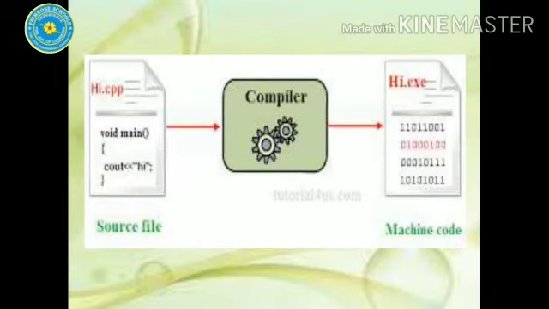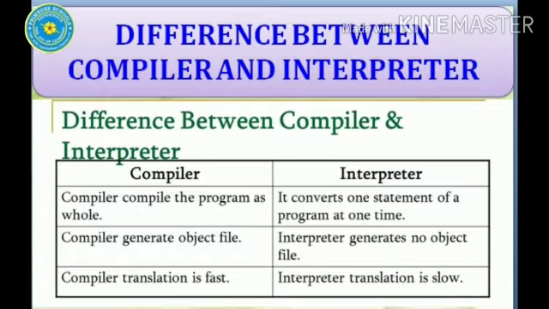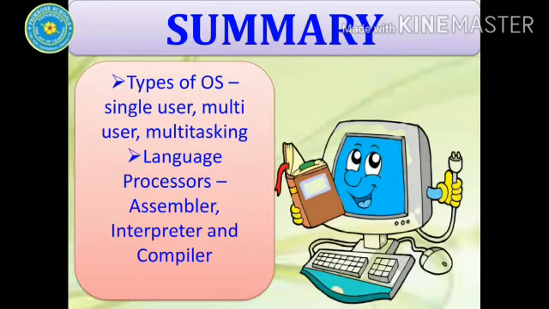A compiler converts the source file into machine code. Both are the same. However, what is the difference between a compiler and an interpreter? A compiler compiles the program as a whole. An interpreter converts one statement of a program at a time. A compiler generates the object file. An interpreter generates no object file. Compiler translation is fast. Interpreter translation is slow. This is the difference between compiler and interpreter.